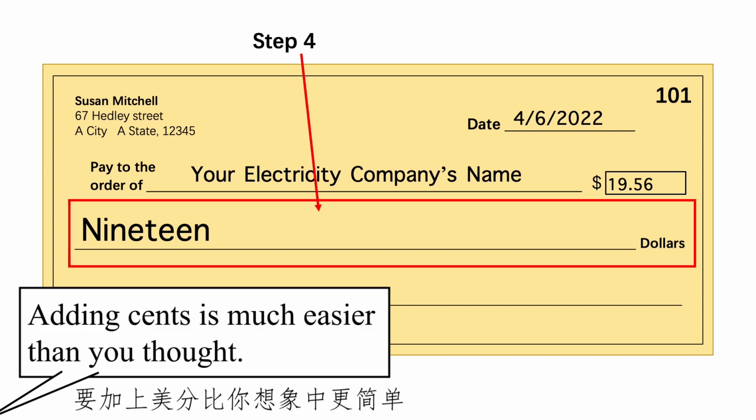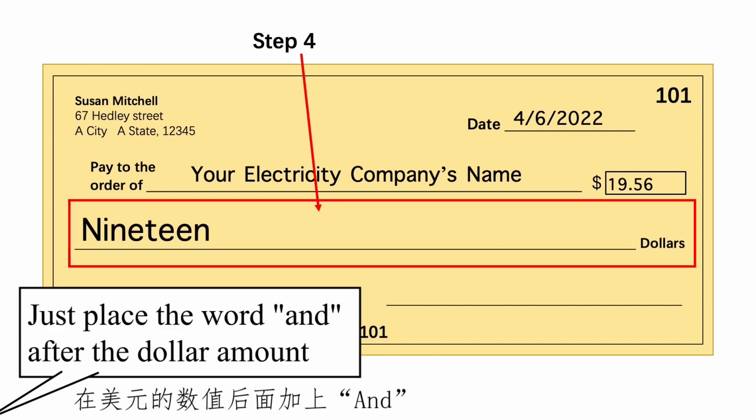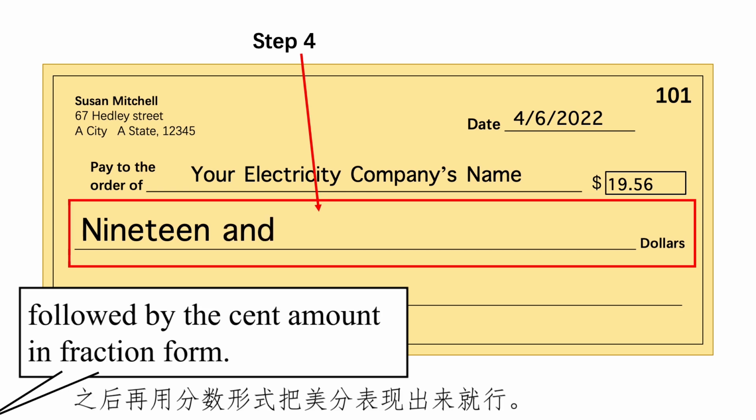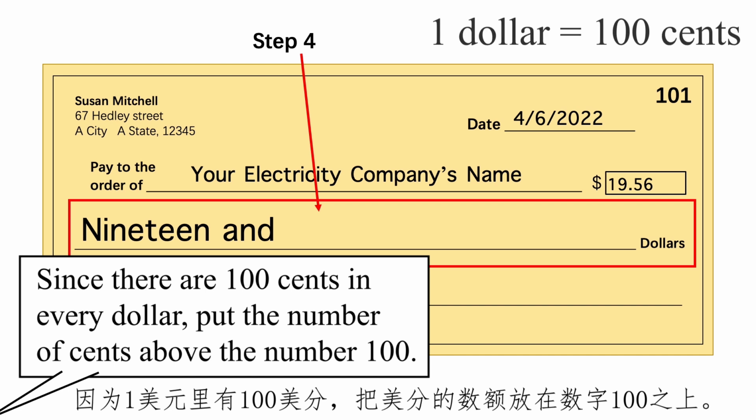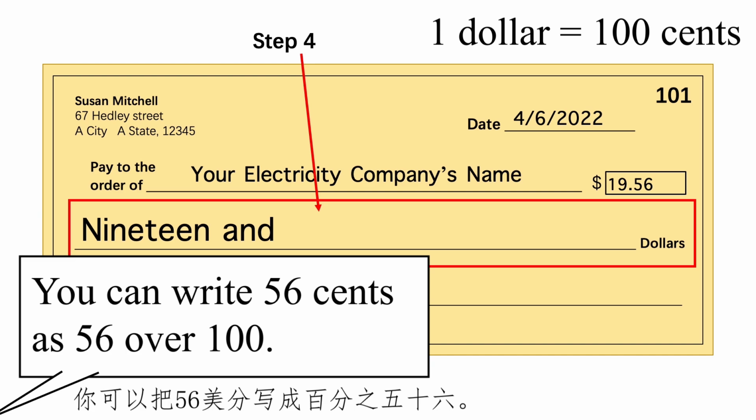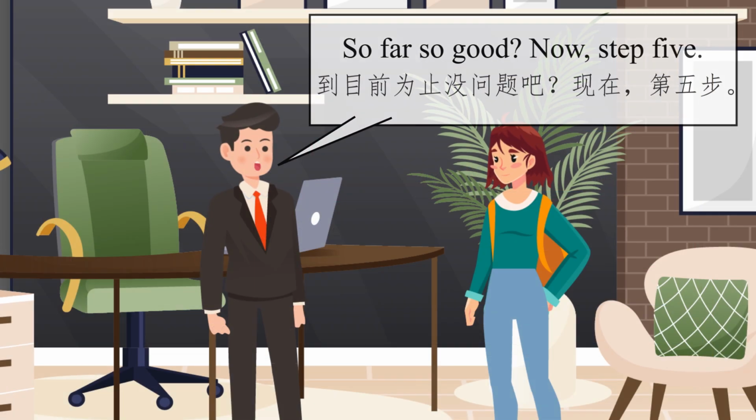Adding cents is much easier than you thought. Just place the word and after the dollar amount, followed by the cent amount in fraction form. Since there are 100 cents in every dollar, put the number of cents above the number 100. You can write 56 cents as 56 over 100. So far so good? Now, step 5.